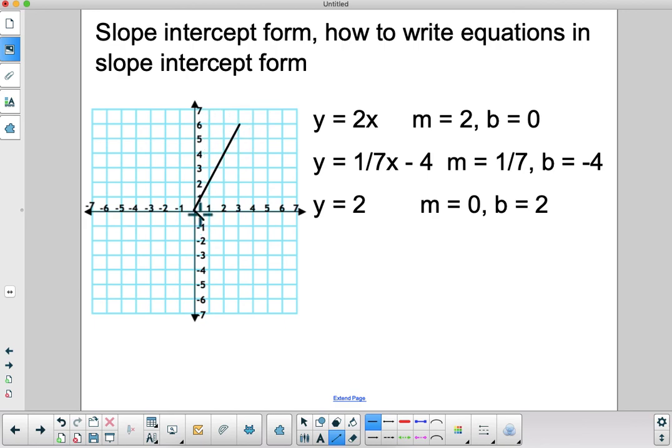So if you notice, this line stays straight because it always has the same slope. In this case, +2. So it goes up 2, right 1.